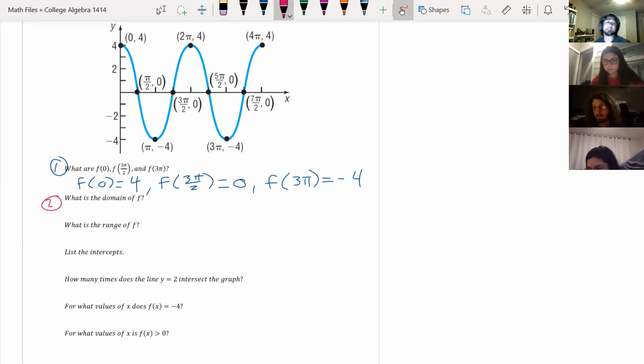2. What is the domain of this graph? Remember, domain deals with x values. And if you ever state domain, you start with the smallest x value and end with the largest x value. So my domain, where do I start? What number? 0. And I stop where? 4 pi. And brackets, because we're including these points, because they are defined.